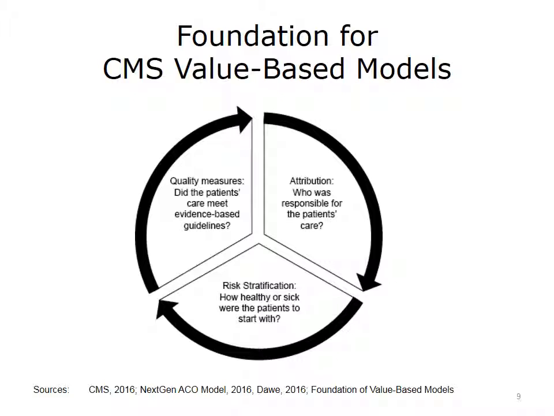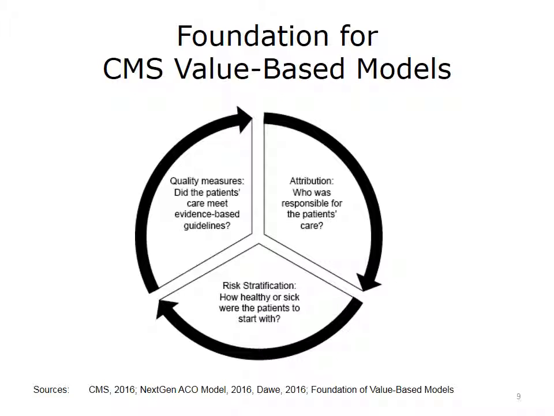If we know what the ACO is being measured on and who was responsible for meeting the measures, what else do we need to know? A fair assessment of quality also takes into account how sick or healthy the patient was to start with. This brings us to the idea of risk stratification. Risk stratification involves identifying the likely levels of patient health and care needs based on characteristics of the patient population.